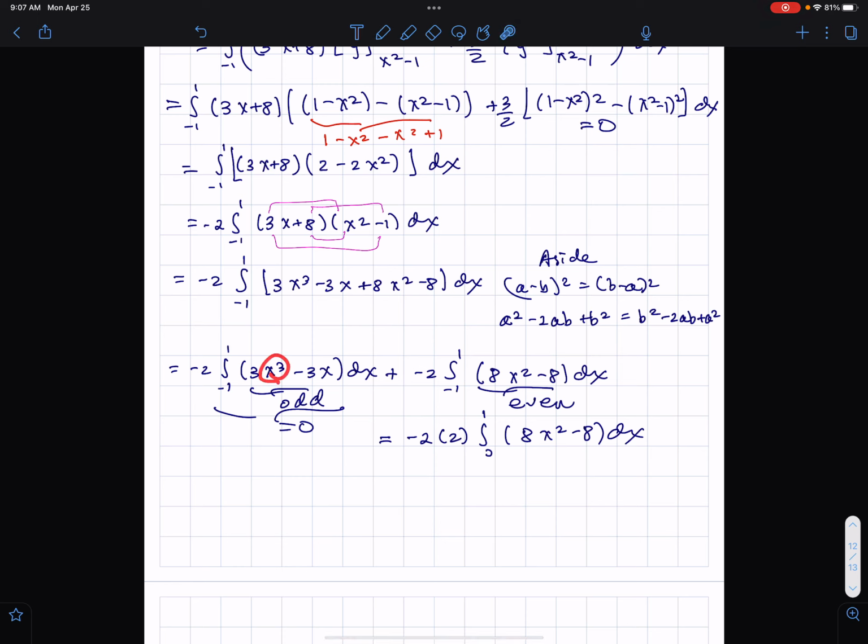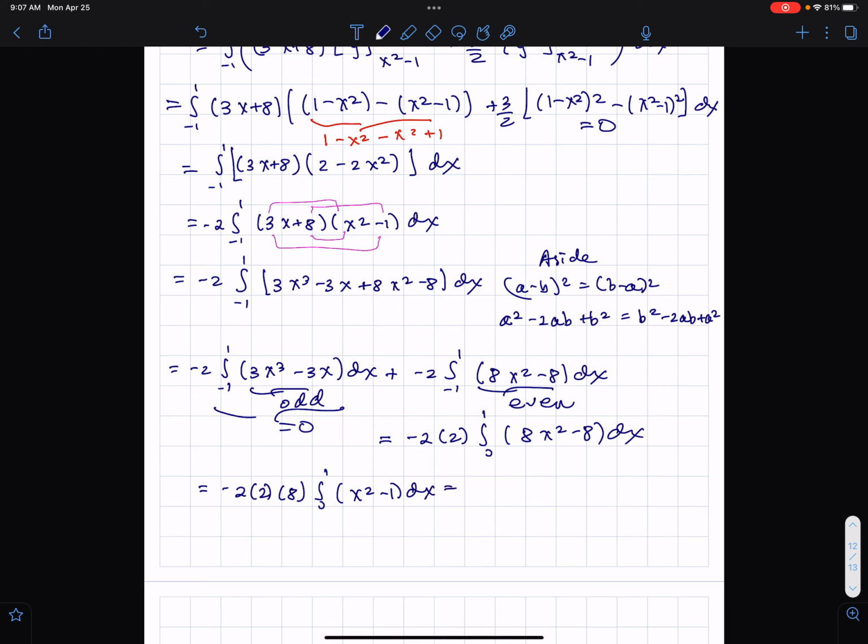Because it's to an odd power. How do I know it's even? It's the even power, including 8. 8 is 8 times x to the 0 power. So I get -4, and then I can factor out 8. Let me just write, -2 times 2, I'll factor out 8. And then I have 0 to 1 of x squared minus 1 dx.